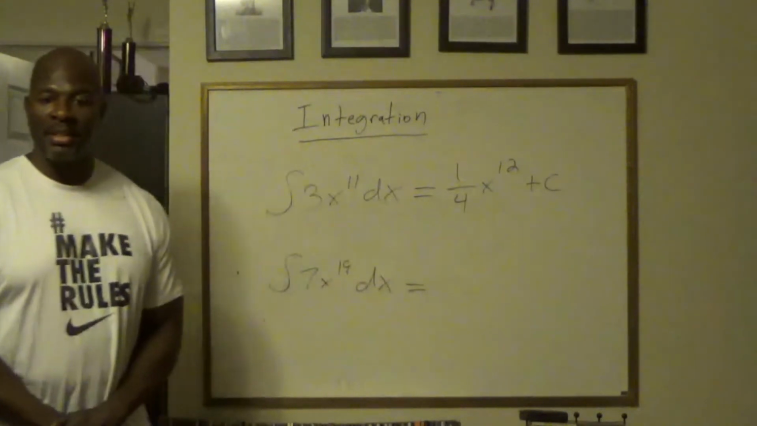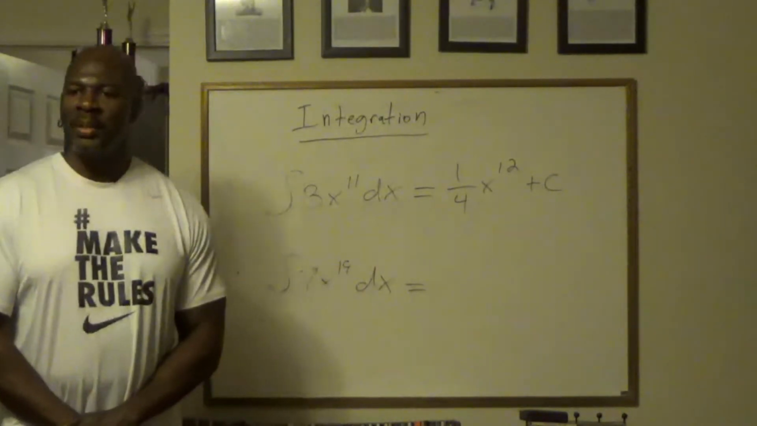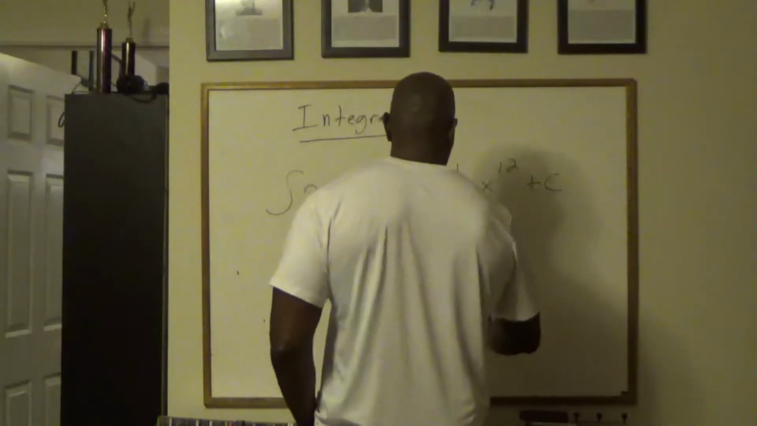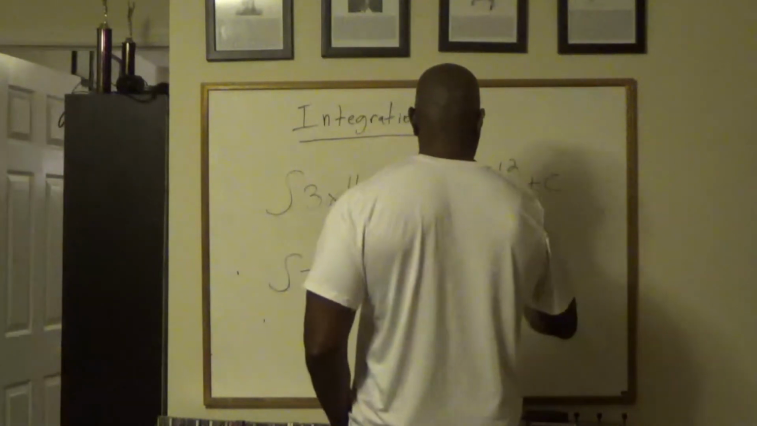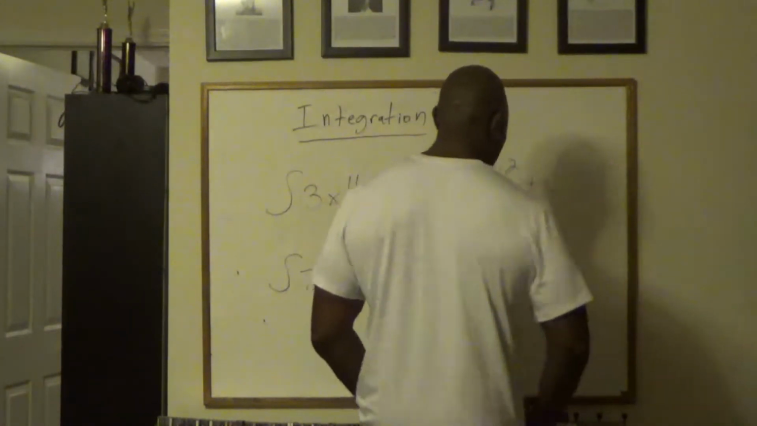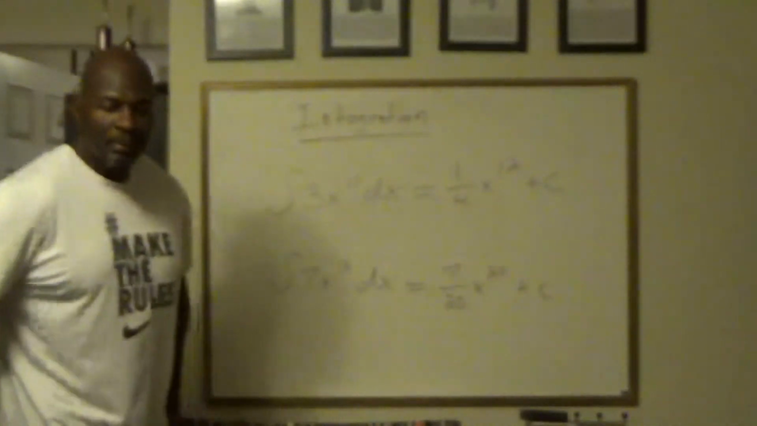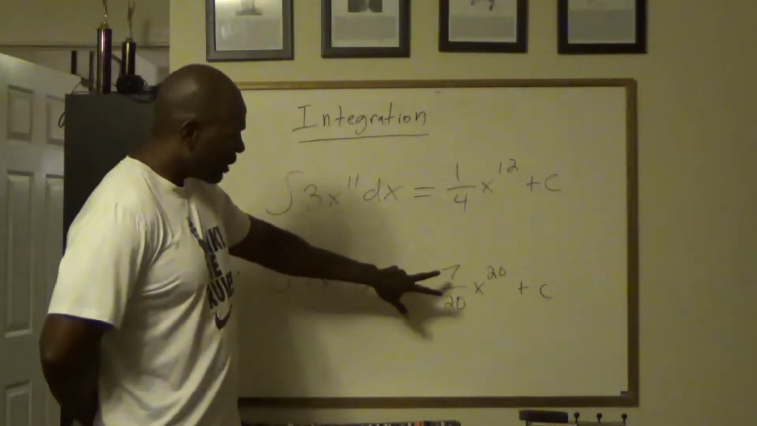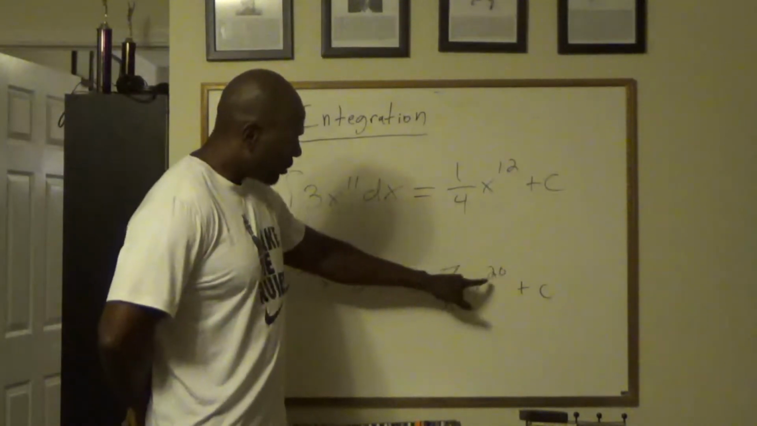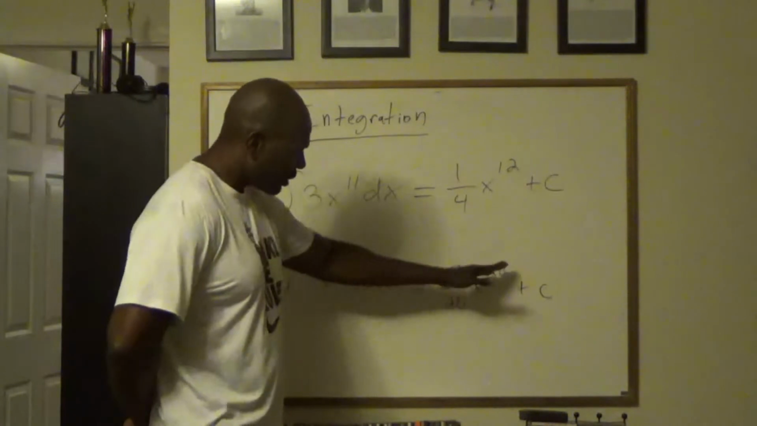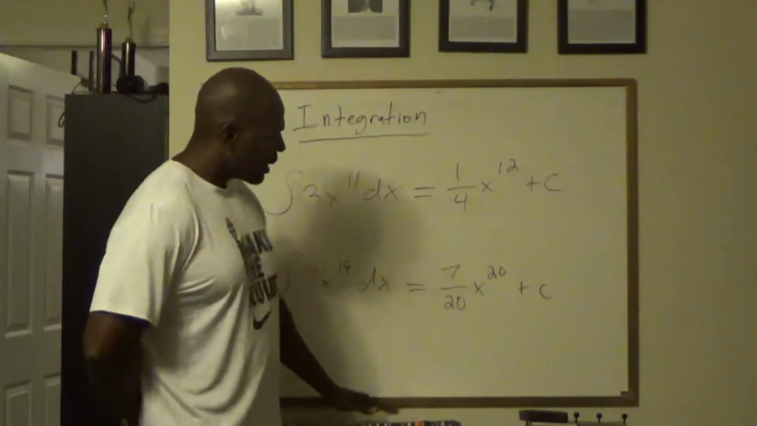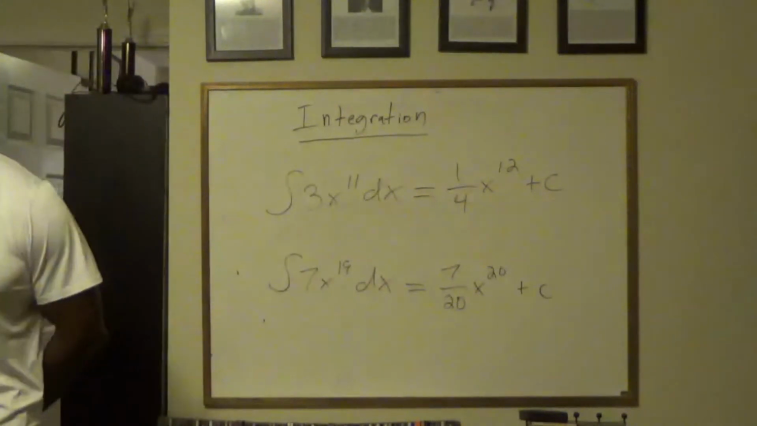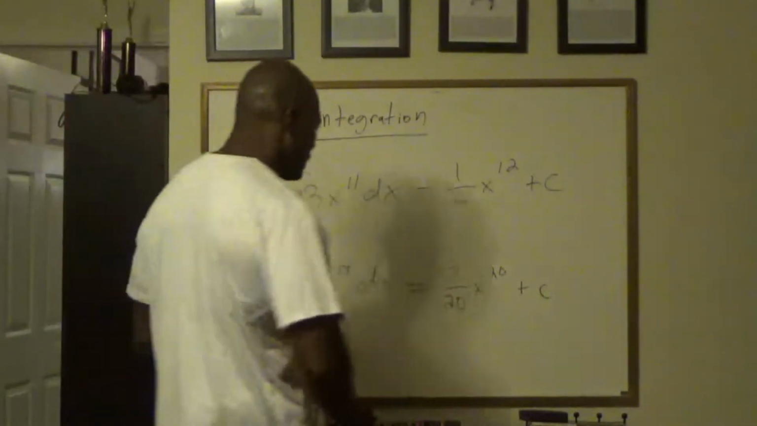Some of you probably have an answer. I would like to share the answer with you. The answer is 7 over 20 x to the 20th plus c. Now look at it very carefully. Again, if I was to take this derivative, I would multiply 20 times 7 over 20. The 20s would cancel. I would be left with 7. I subtract 1 from 20. I get 19. It's getting easier, yes? Okay, let's try another one.